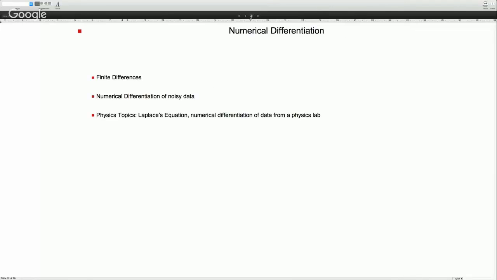They should, of course, know about numerical differentiation. And of course, the most straightforward way to do this is finite differences. And at some point, they need to see numerical differentiation of noisy data, and just what happens when you start to take finite differences of noisy data. There are, once again, lots of physics topics here. Laplace's equation comes to mind. I think they should do some numerical differentiation of data from a physics lab so that they get experience playing with real data.